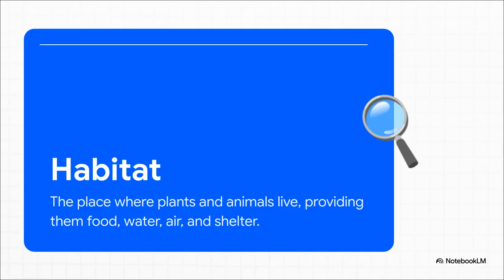And that special place where an organism lives, the hot desert for one camel, the cold mountains for the other, that's its habitat. A habitat is more than just a home. It's the entire system that provides everything that organism needs to survive. The food, the water, the shelter, the whole shebang.